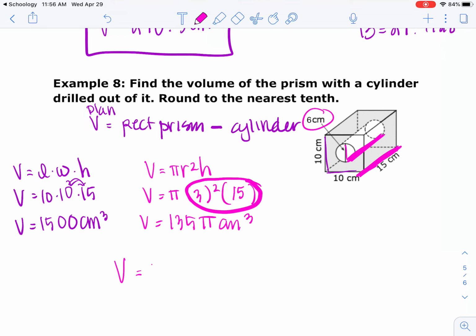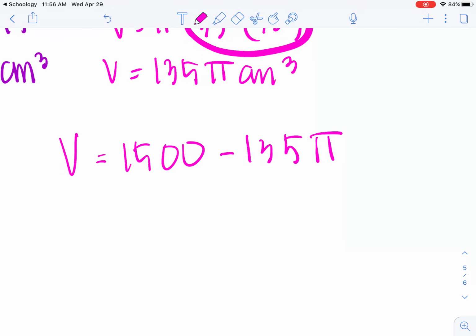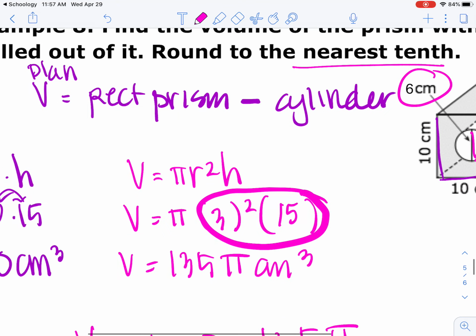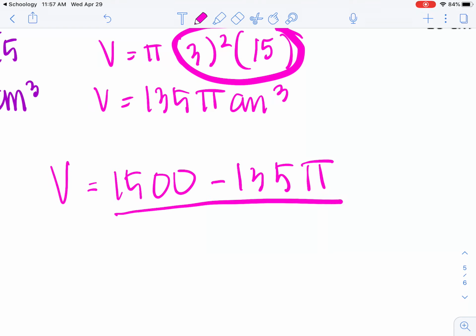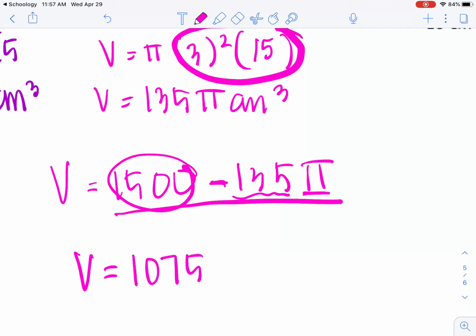All right, now I'm ready to get my final answer. So my plan is to do 1,500 minus 135 pi. Now, this is where people make mistakes. So first off, can I get an exact answer? Well, this isn't pi, so I can't get an exact answer further from here. This is as close to exact as I can get. But it's not asking me for exact. It says round to the nearest tenth. So I'm going to put the whole thing in my calculator. 1,500 minus 135 pi. Hit enter. This is my final answer, so I'm going to round this to the nearest tenth. 1,075.9 centimeters cubed.